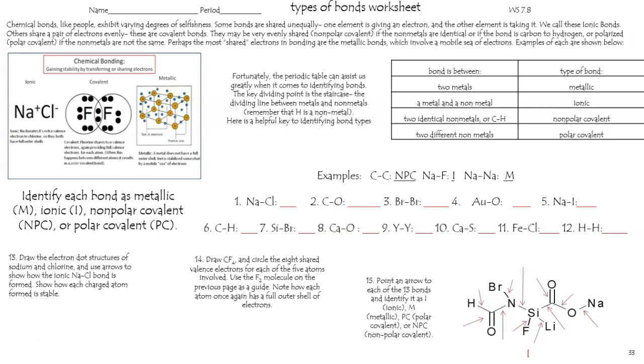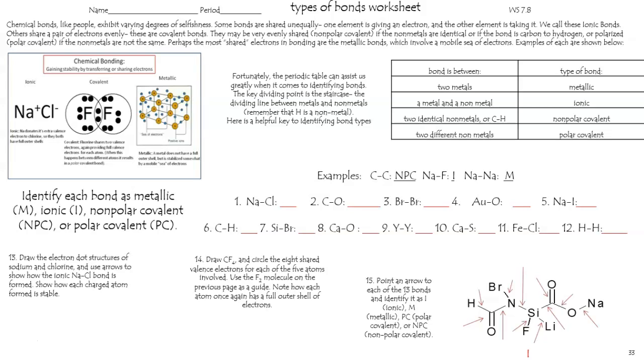Others can share their electrons evenly, or more or less evenly. We call those covalent bonds. If they're really evenly shared, we'll call them nonpolar covalent. That requires those nonmetals to be either identical or a carbon-to-hydrogen bond, which is close enough. If they're unevenly shared, we call those polarized or polar covalent bonds. And that happens when you have non-identical nonmetals. I hope that makes sense.